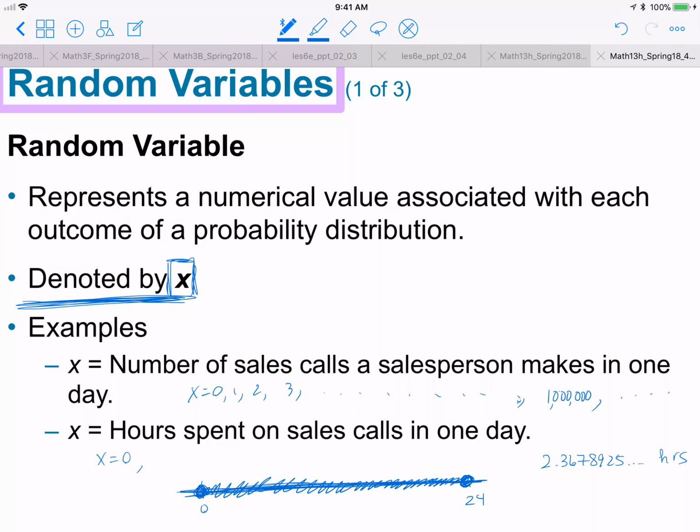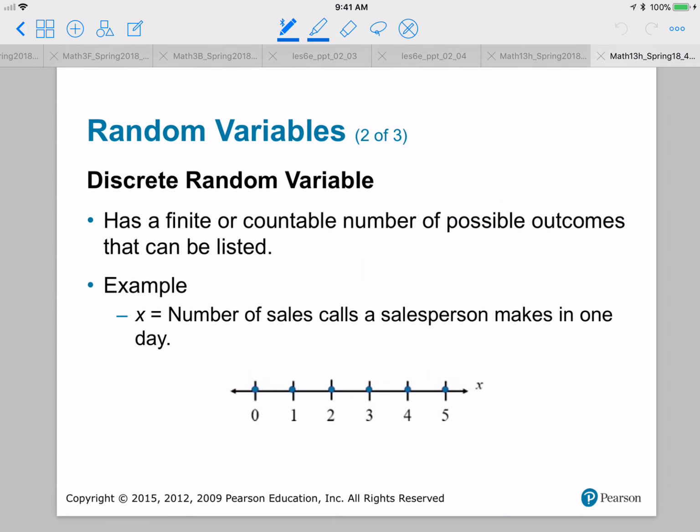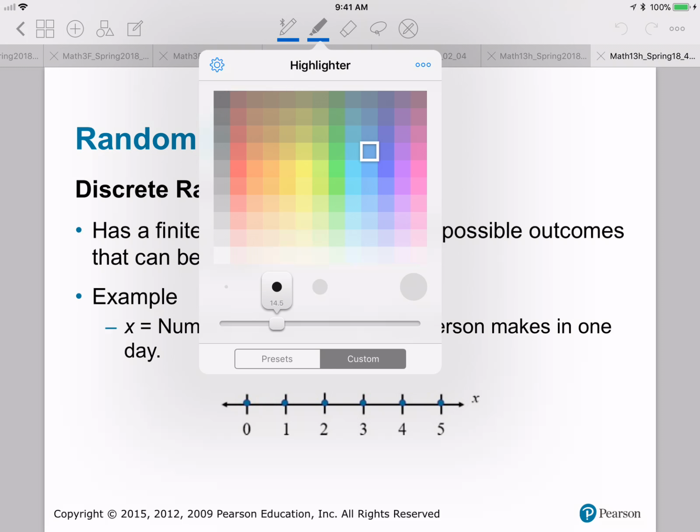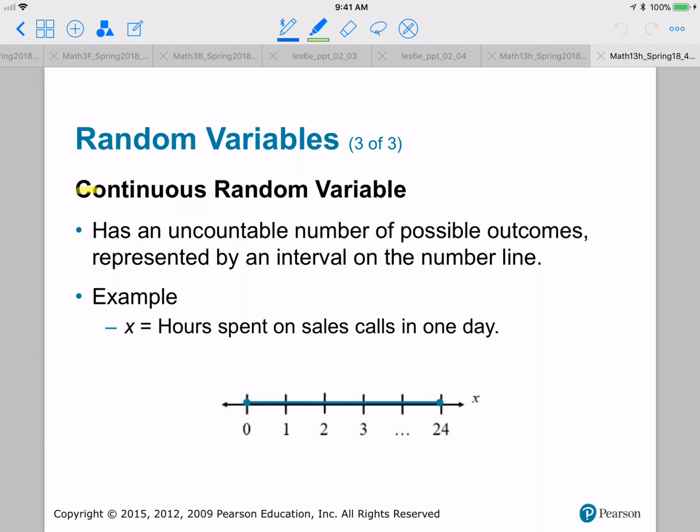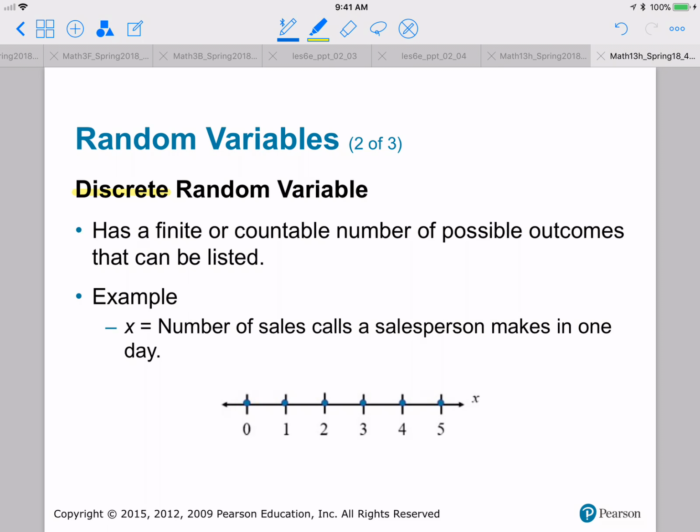Now, these two examples are perfect examples of the difference in random variables. Random variables can either be discrete or continuous. The main way to tell the difference is to think about how you would plot the possible outcomes. If, when you plot the possible outcomes, they're separated dots, that's a discrete random variable. So for example here, X is equal to the number of sales calls a salesperson makes in a day. You can't make 1.5 sales calls, right? You either make 0, 1, 2, right? Distinct dots that are totally separated from each other.